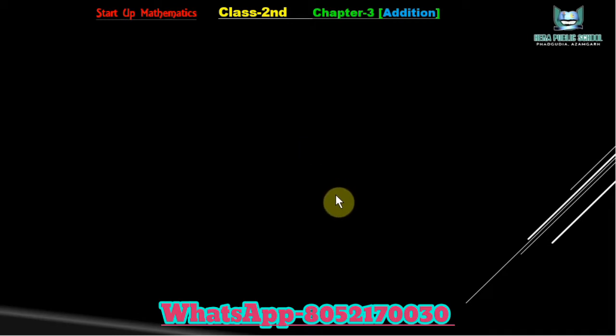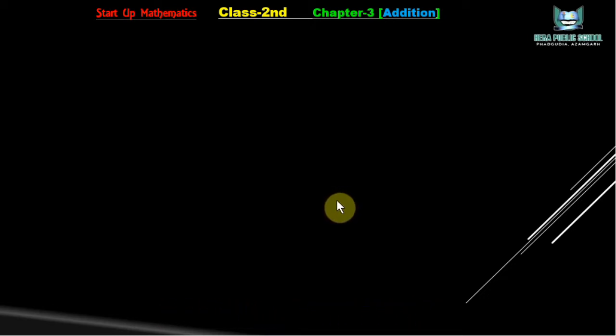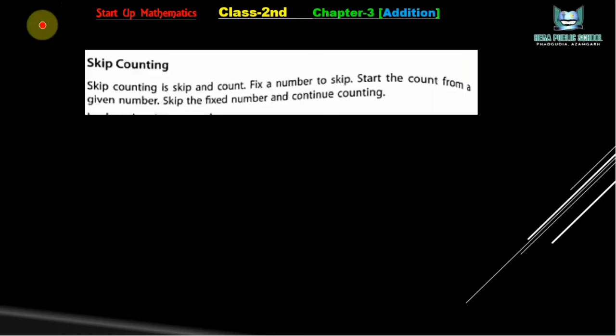Today on 26th October 2020, we are going to start a new topic of our standard mathematics book. The topic which we are going to discuss today is skip counting. So let's get started. So what is skip counting?